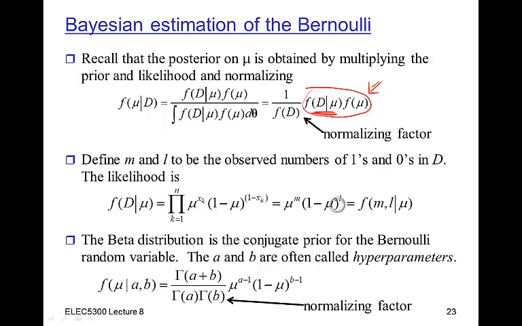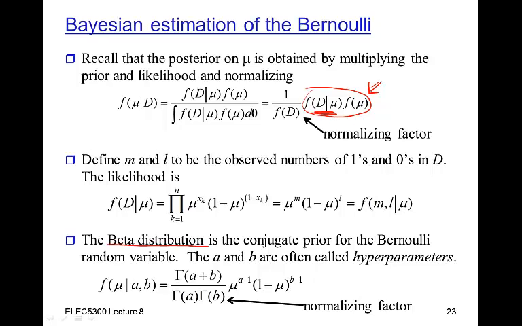What we'd like is for f of mu to have some form such that when I multiply it by this thing here, I get something that looks similar. I need to find the form of this, and I'm going to call that the conjugate prior. It turns out that there is a distribution over mu that has that property, and that's called the beta distribution. The beta distribution is the conjugate prior for the Bernoulli random variable. In other words, it's a good description of the probability distribution function over mu if we assume that mu is unknown.